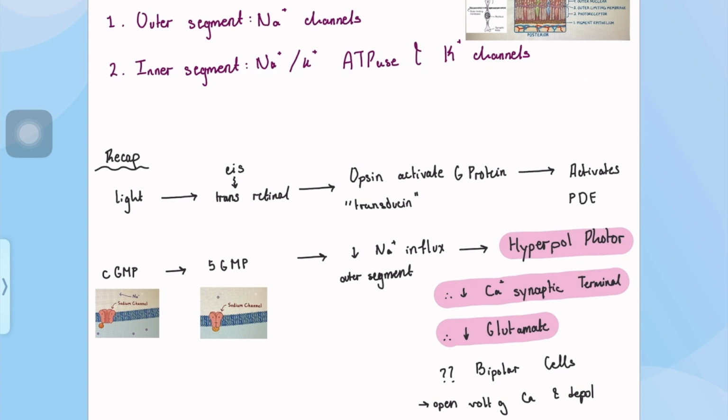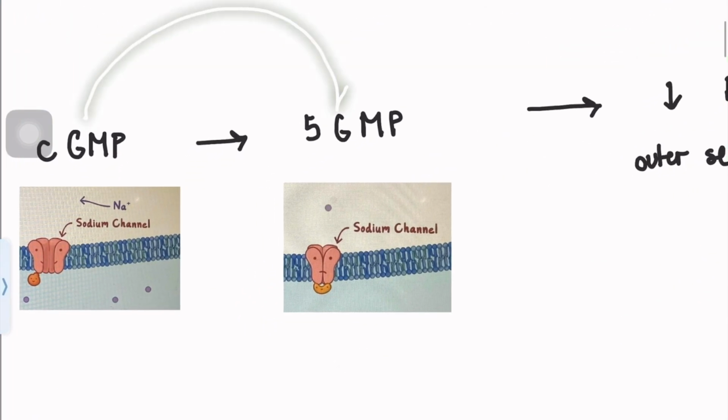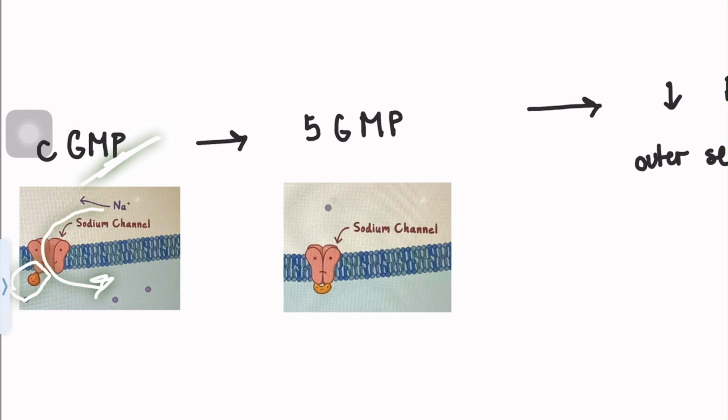Just as a recap, we know when light hits the retina, it causes the conformational change of cis-retinal into the trans-retinal form, and then opsin, which is found in both rods and cones, activates the G protein transducin, which in turn activates PDE, phosphodiesterase, which causes the breakdown of cyclic GMP into 5-GMP. Now, why is cyclic GMP important? As you can see over here, it is bound to the sodium channel, which allows sodium influx into the cell.